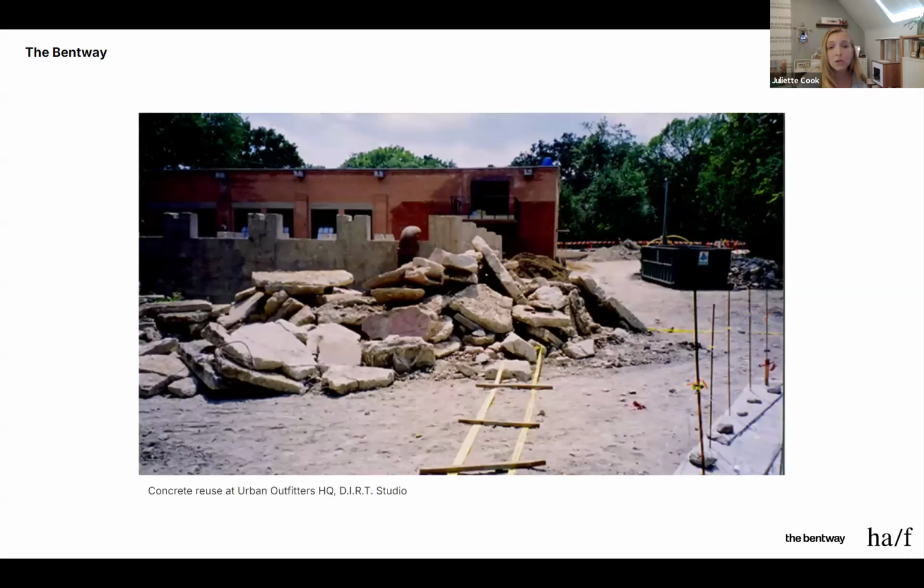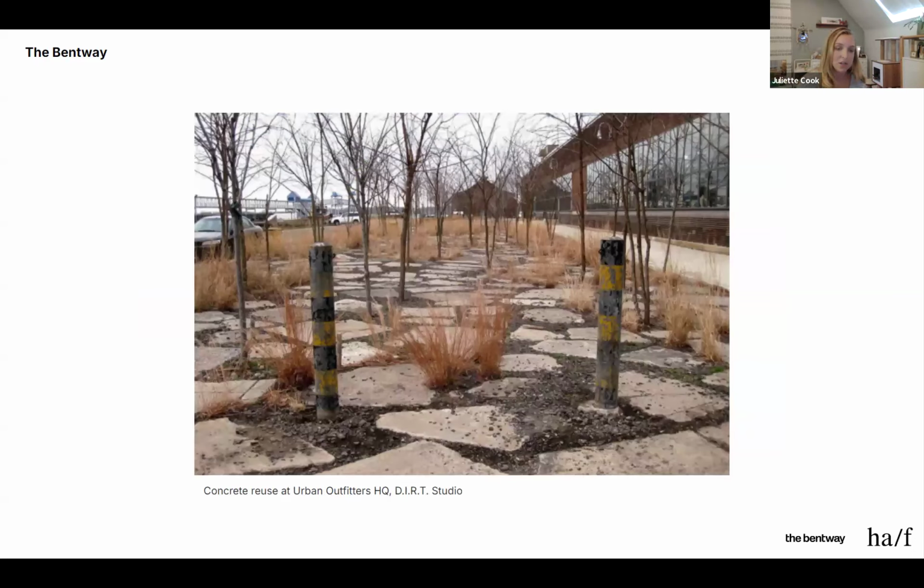And finally, with this project, we also considered efforts to increase circularity in future bentway phases. I'll speak to one precedent that was discussed by Dirt Studio, where concrete slabs that you're seeing in the image here were reused in the landscape, effectively bringing the upfront emissions of these components to near zero. And this is just an image of the final landscape.